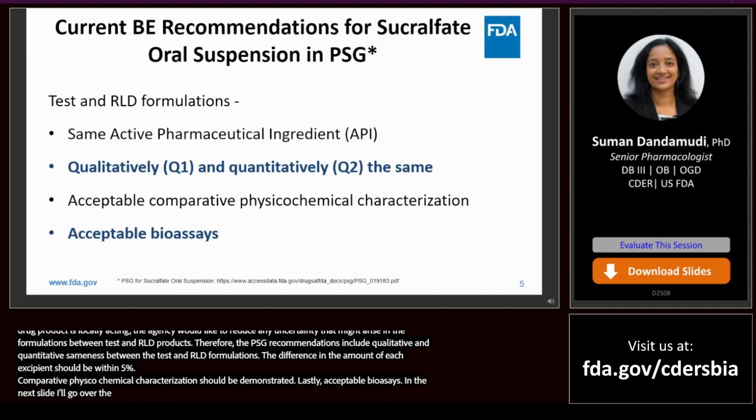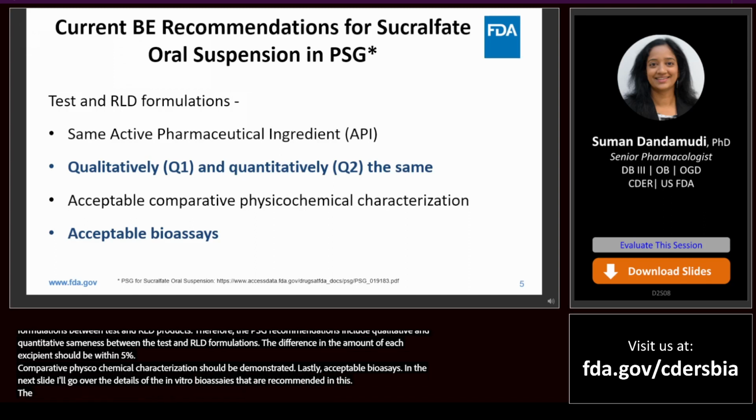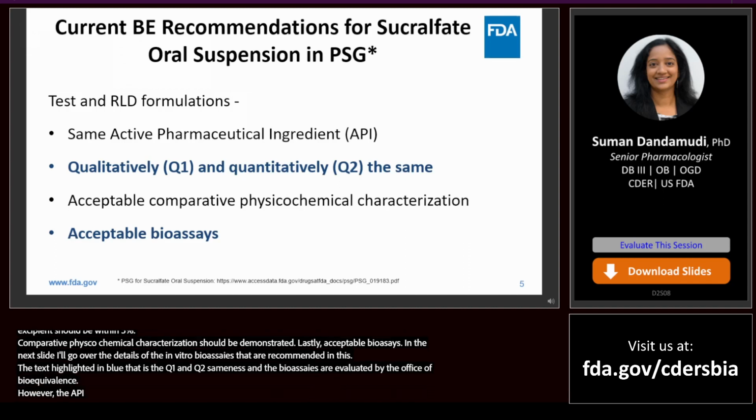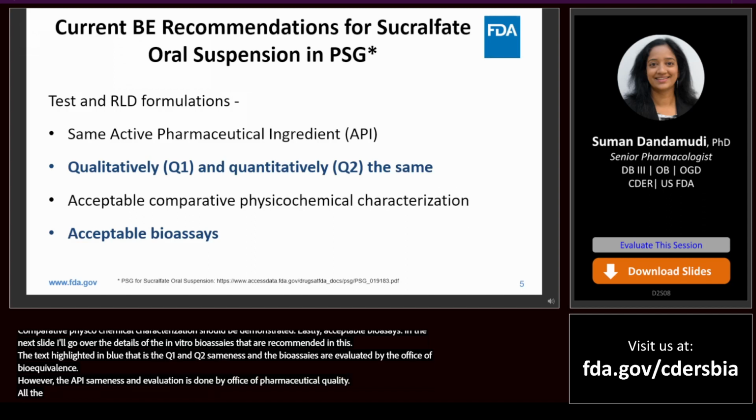In the next slide, I'll go over the details of the in vitro assays that are recommended in this PSG. The text that is highlighted in blue, that is the Q1, Q2 sameness and the bioassays, are evaluated by the Office of Bioequivalence. However, the API sameness and comparative chemical characterization evaluation is done by Office of Pharmaceutical Quality. All the above recommendations in the PSG reflect the totality of the evidence approach for the demonstration of bioequivalence for the generic products of this drug product.